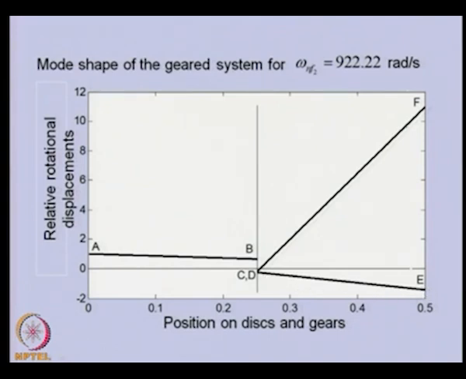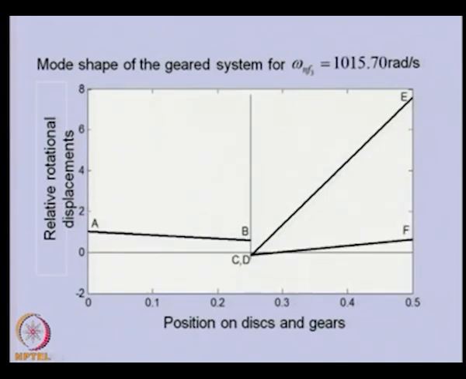So this is the mode shape corresponding to this natural frequency, and this is the point where the gears are connected to each other. Similarly, other modes can be plotted. You can see their relative positions are changing. Here, because this amplitude is very small, C and D appear to be at the same position, but they are not at the same position.